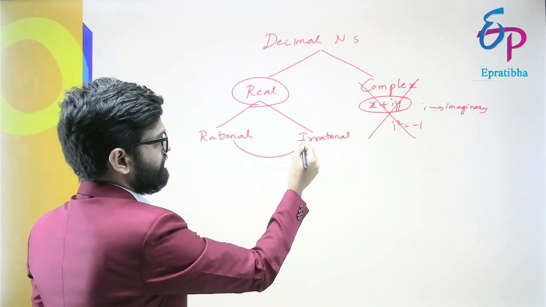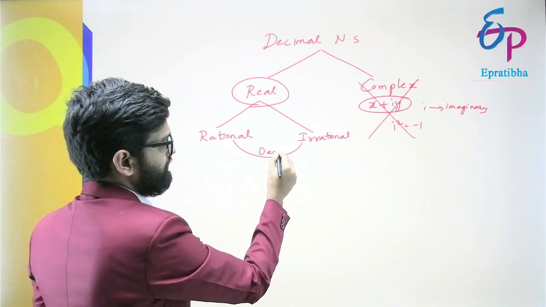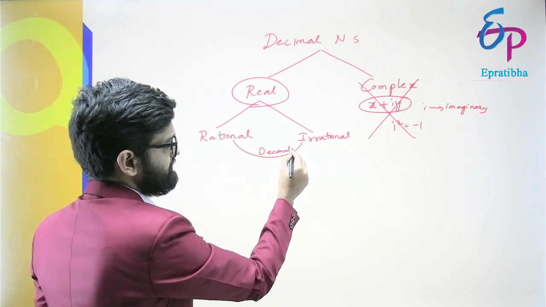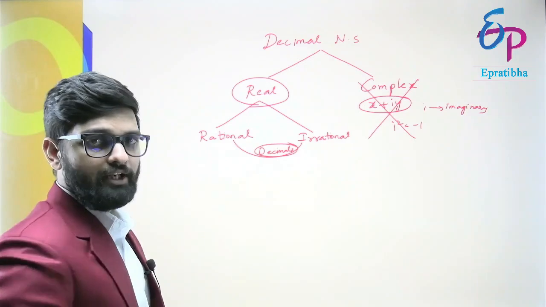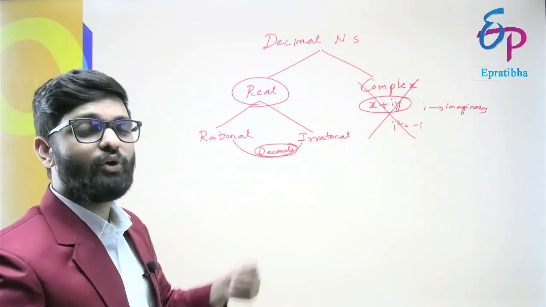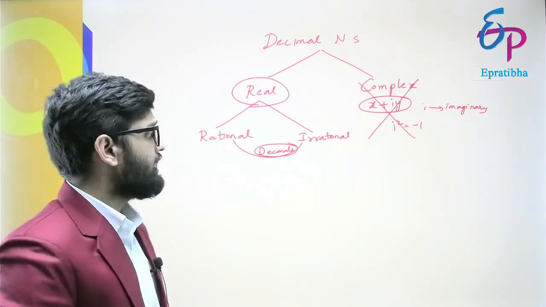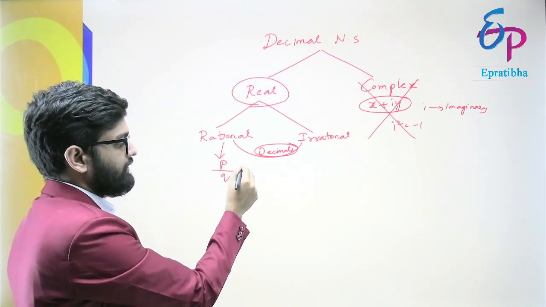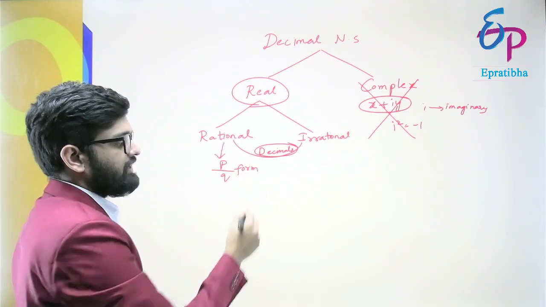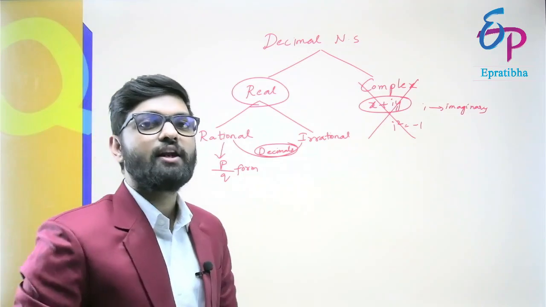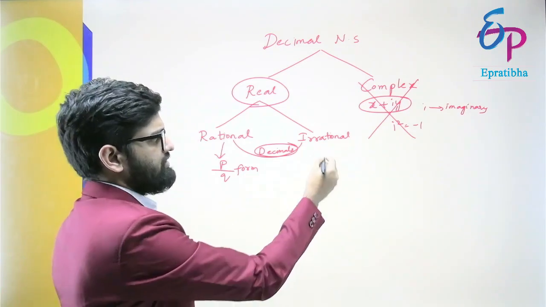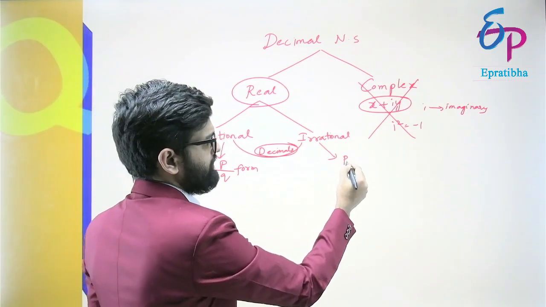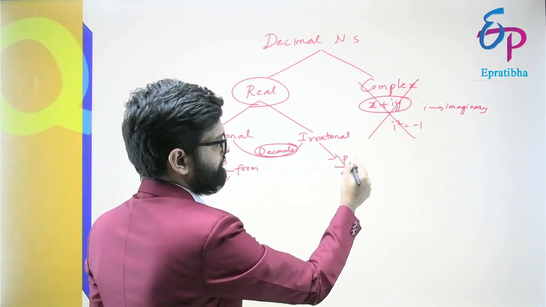The combination of these two has one more classification called decimals. We'll see these decimals separately, but we'll mainly focus on rational numbers as of now. What is the definition of rational numbers? Rational numbers are those numbers which are in the form of p by q. What are irrational numbers? Irrational numbers are those numbers which are not in the form of p by q.